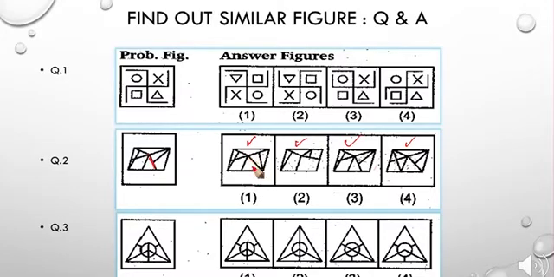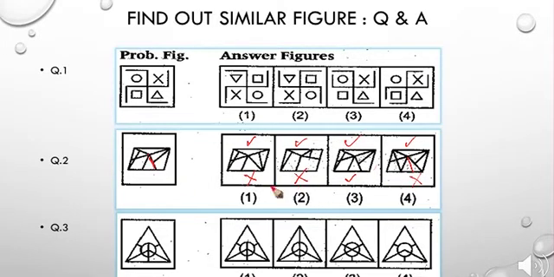This line should reach here, but it is in the corner, so this can't be the answer. Now this line is totally missing in this option, so that is gone. In the next option 3, this line from here to here is the same, so this could be the answer. Next, in option 4, this line should reach here, but it is reaching the corner, so this can't be the answer. This line should actually come here, because in the problem figure it is here.